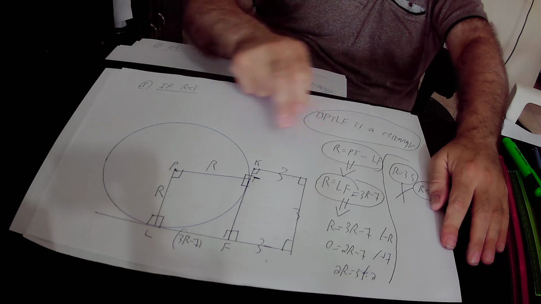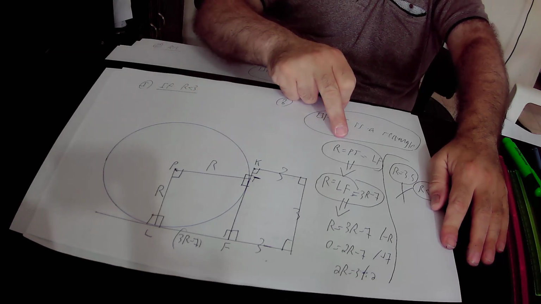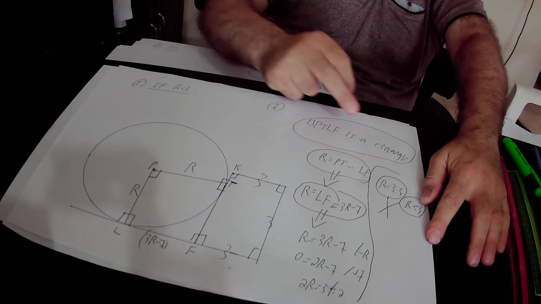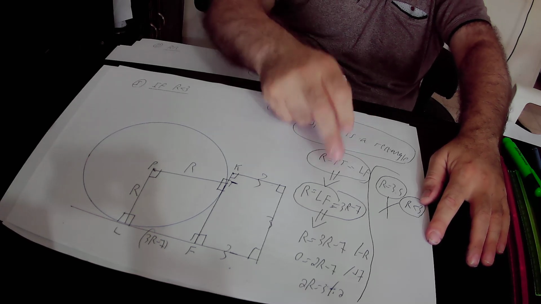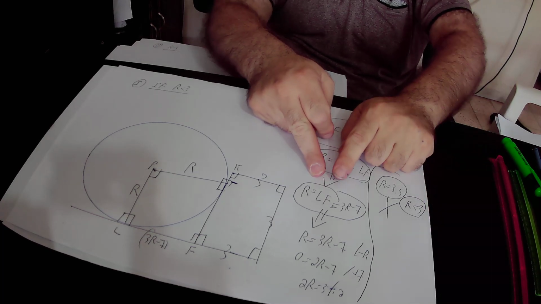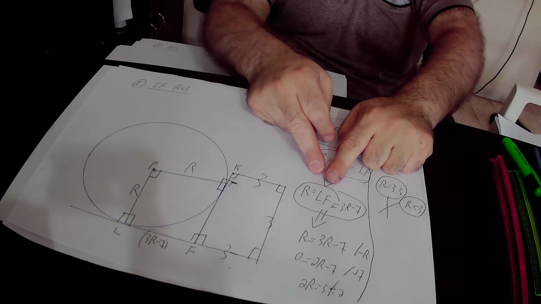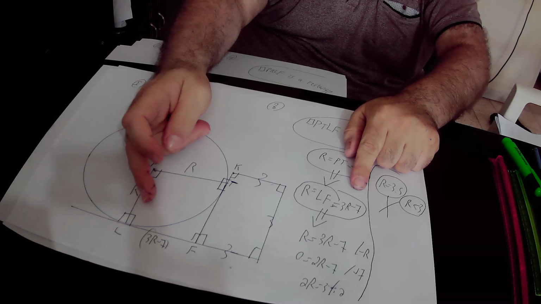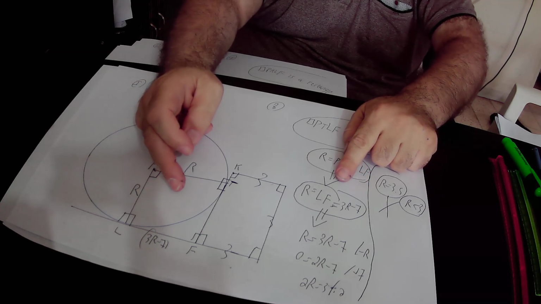But here, PT equals R, and from this equation, R equals PT equals LF, we will derive that LF equals R. So from one side, LF equals R. From the other side, LF equals 3R minus 7.